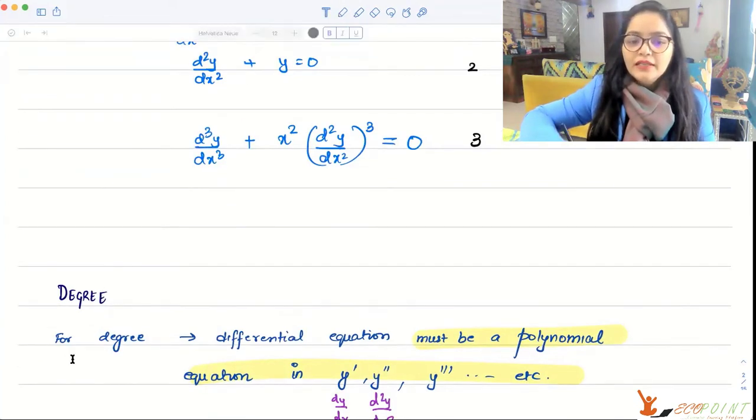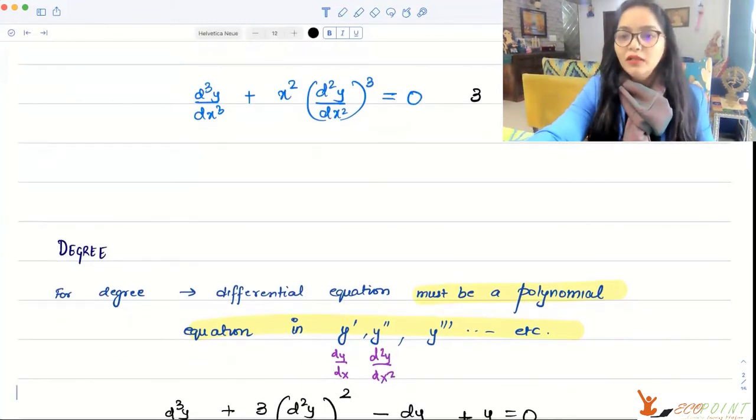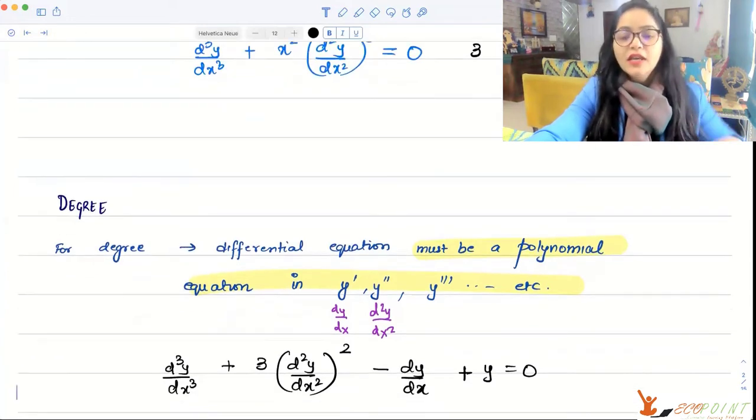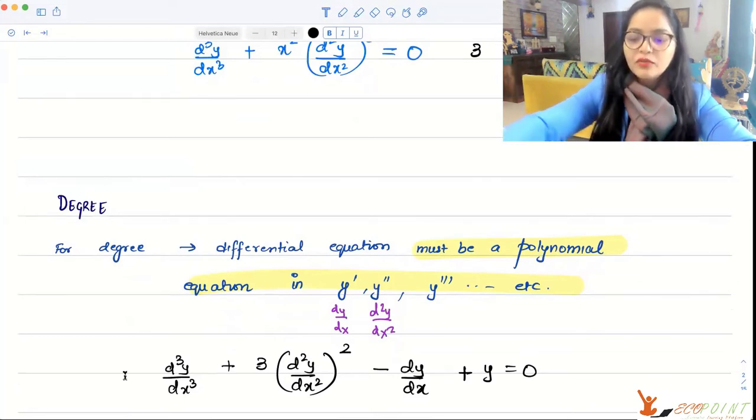Degree is when you have a differential equation in terms of a polynomial, then the degree of the polynomial. So the concept is related to that. If I may give you an example here: d cube y upon dx cube plus 3 times (d square y upon dx square) whole square minus dy by dx plus y equals 0. Pretty much like a polynomial out here.